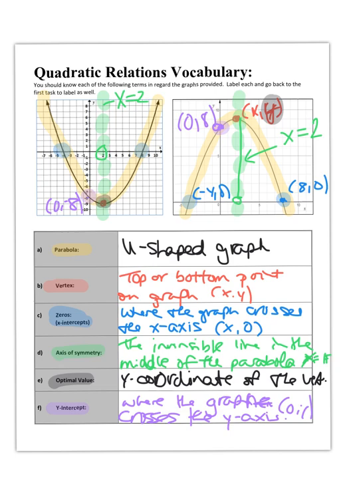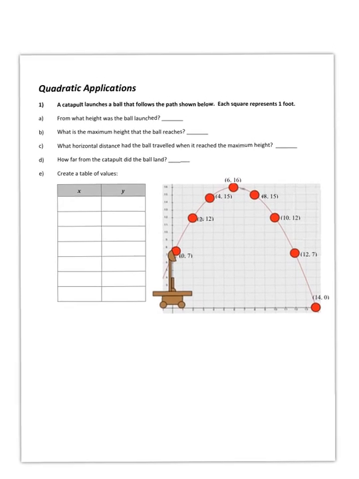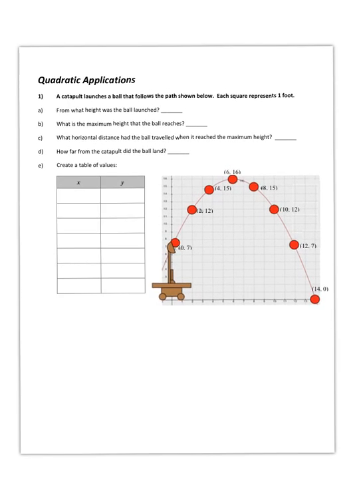So those are some vocabulary things that you're going to need to know, and we're going to use them on our first example, and then you'll use them on examples after that. So let's come over here to our first example. We have a catapult launching a ball, and it follows the path below. Each square represents one foot. From what height was the ball launched?